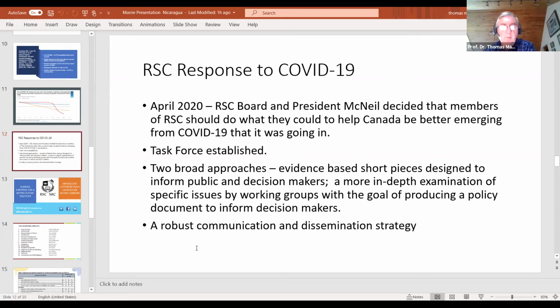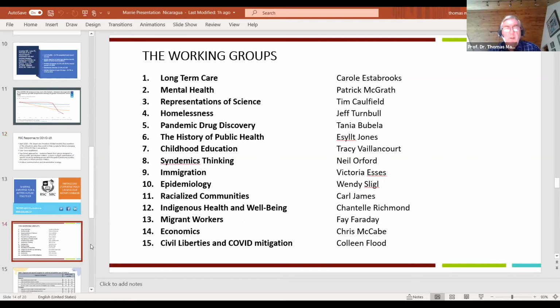And they examine these pieces, and some of them they publish and some they don't, but they all go on our website. Members of the task force have been charged with more in-depth examination of specific issues with a goal to producing policy documents. And the major effect that we want to achieve with these policy documents is to have them in front of decision makers so it will help them make better decisions as they're trying to deal with the effects of COVID-19 on Canada.